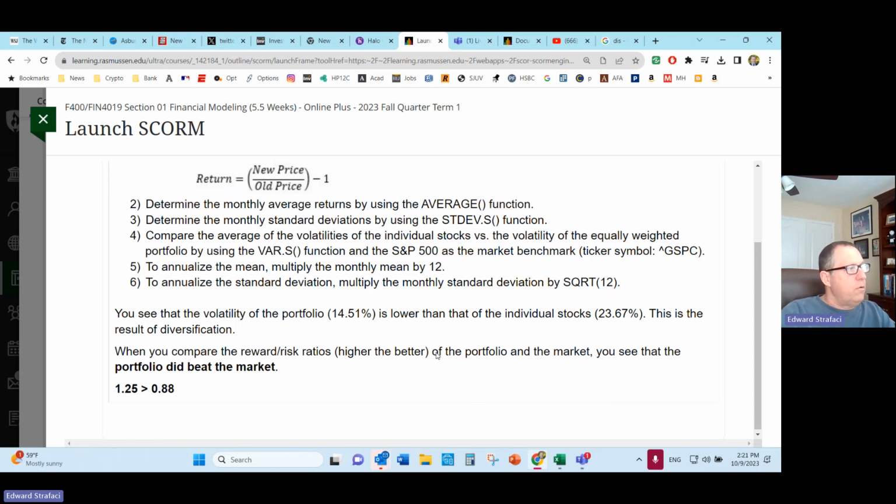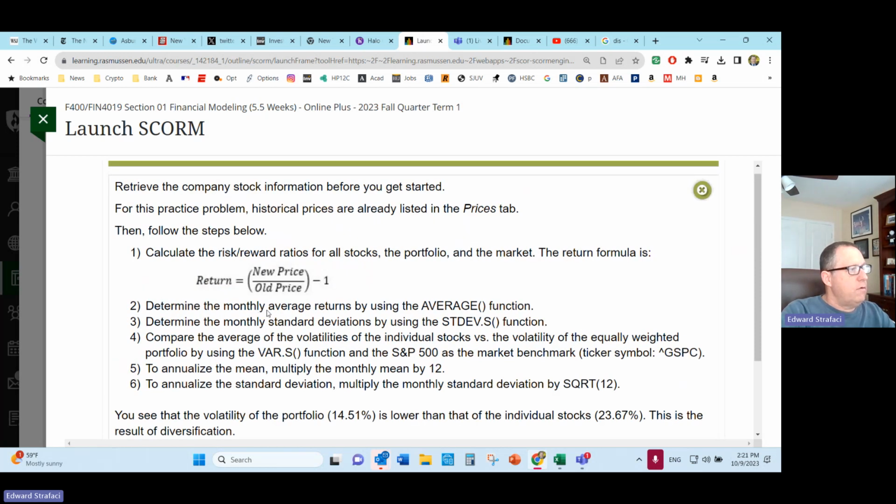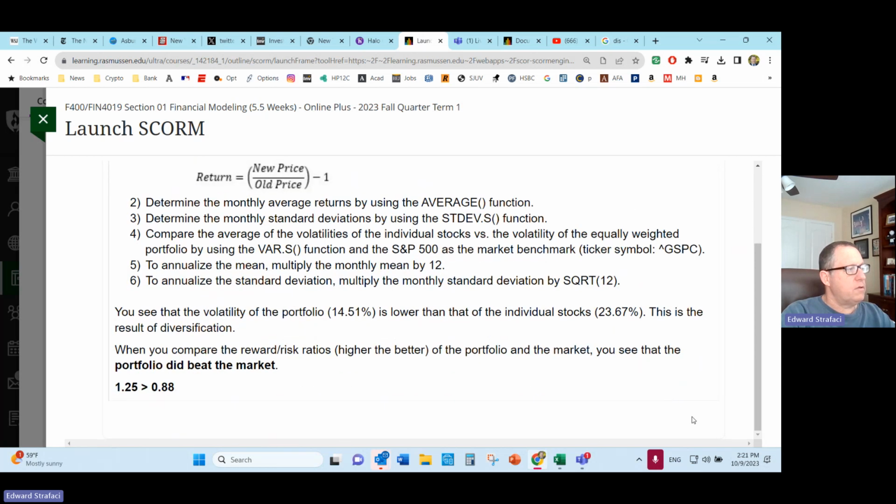diversification. So when the vol of the portfolio is lower than that of individual stocks, this is a result of diversification. So you find your monthly average returns, you determine the monthly standard deviations using the standard deviation formula, and then you compare the average of the vols of the individual stocks versus the volatility of the equally weighted portfolio by using the VAR.S function, and the S&P 500 is the market benchmark. To annualize the mean, you multiply the mean by 12, and then find the square root to annualize the standard deviation.